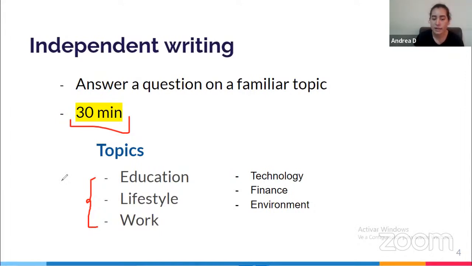Sometimes they ask you about things like health or hobbies, usually those. And sometimes, but this is not that common, they ask you something about technology, let's say the use of TV, the use of social media, sometimes finance, so simple finance decisions like savings or investing. And a few questions are going to be about the environment. So things that have an impact on the environment. So that is basically it. They just give you the question, you get 30 minutes, and you need to start writing your essay.